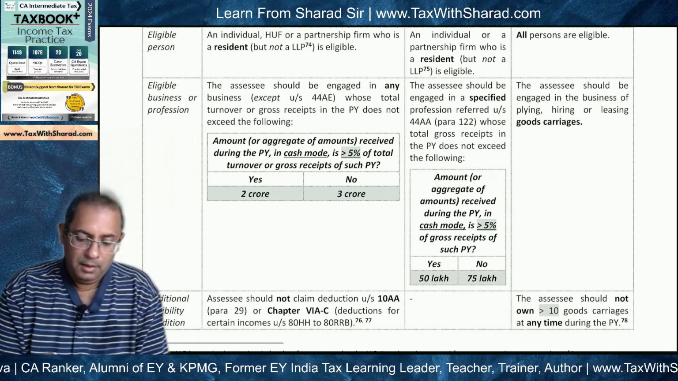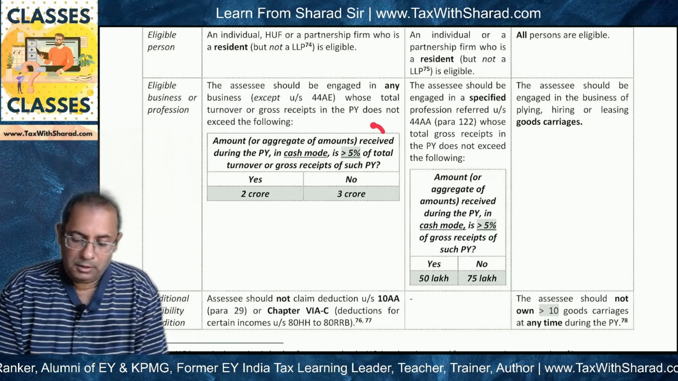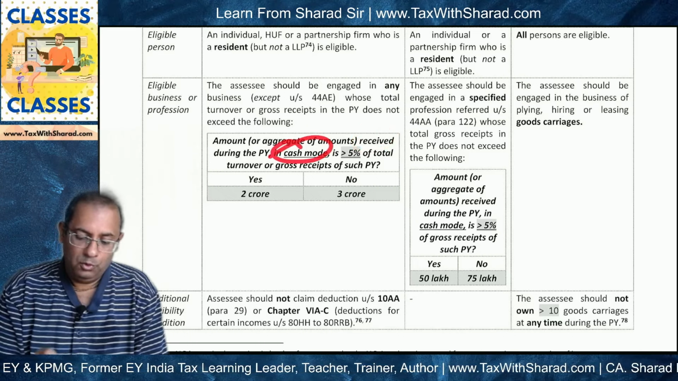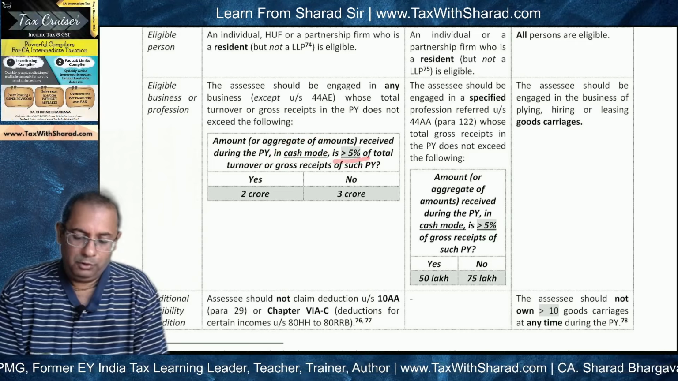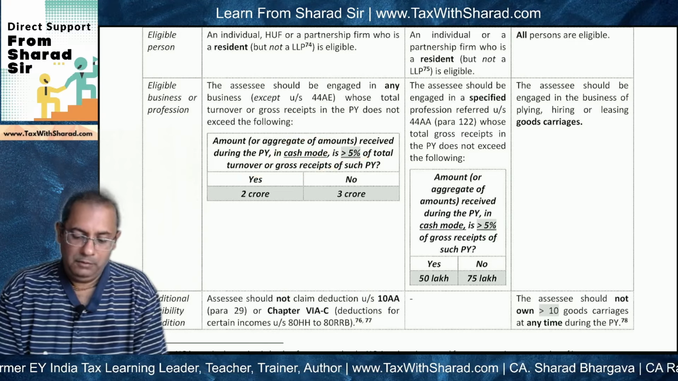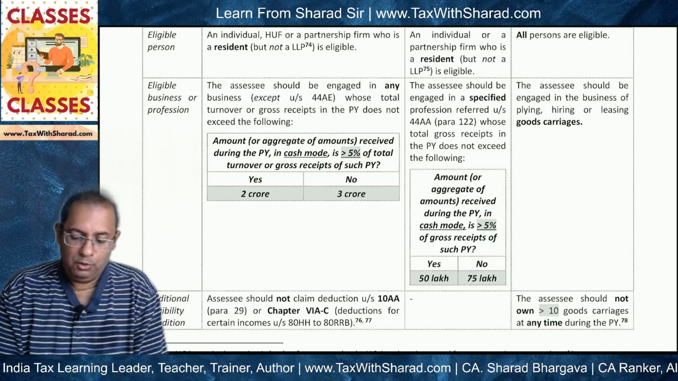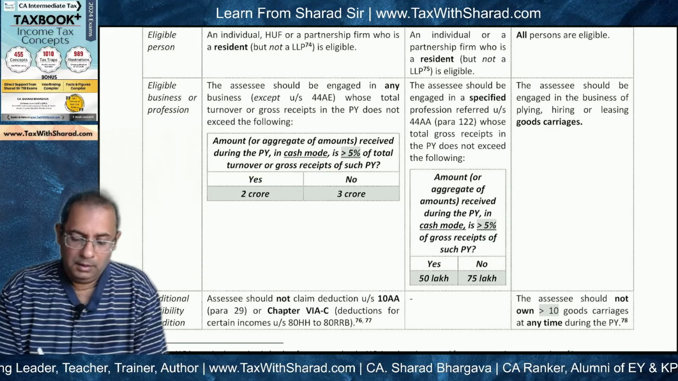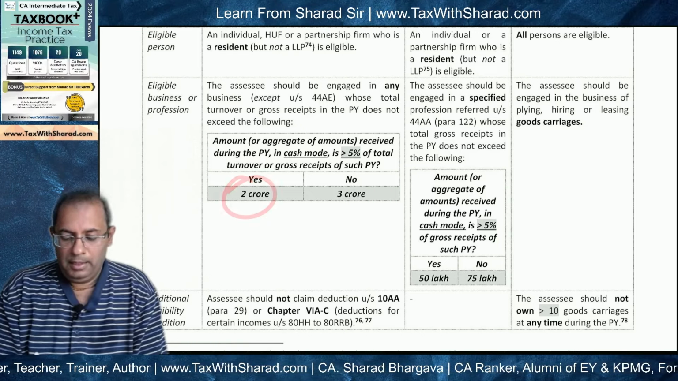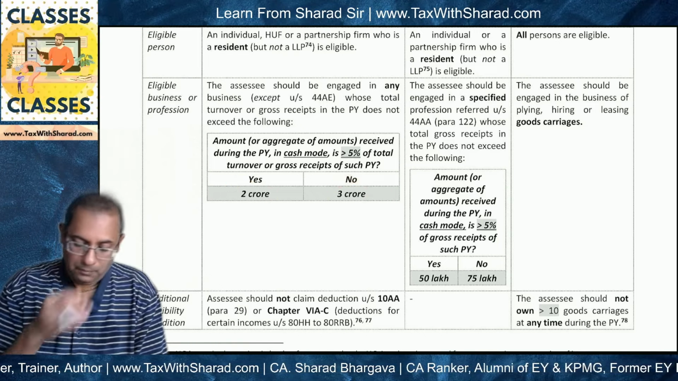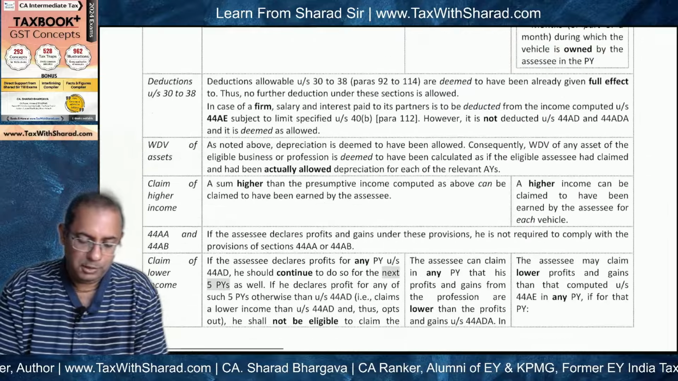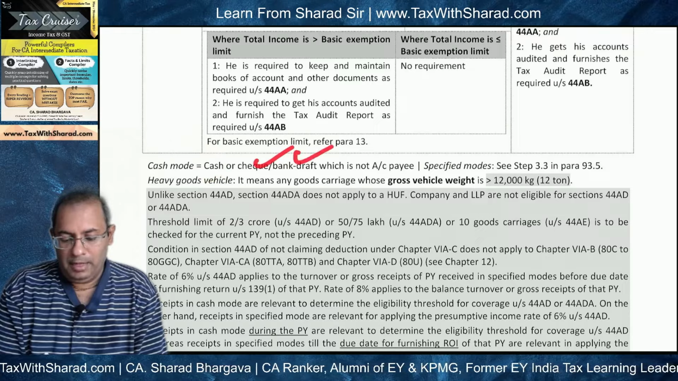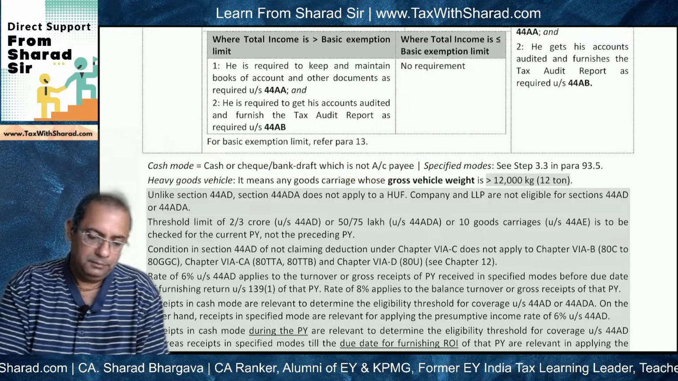So the aggregate of the amount received, not paid but received, during the previous year in cash mode, if it is more than 5% of total turnover or gross receipts of such previous year, then the limit becomes 2 crore, else the limit becomes 3 crore. And what is cash mode? Cash mode is not only cash but also cheque or bank draft which is not account payee.